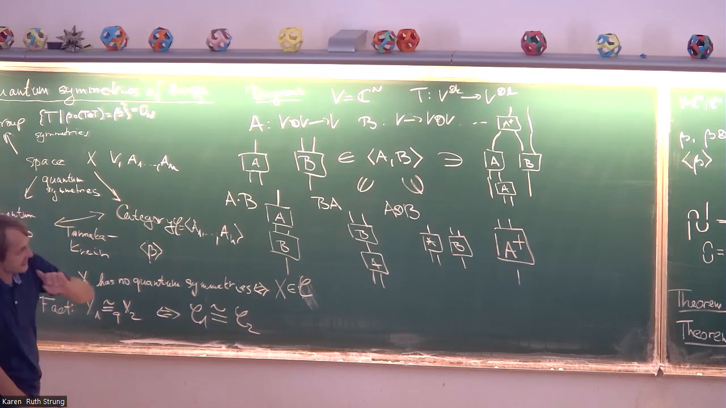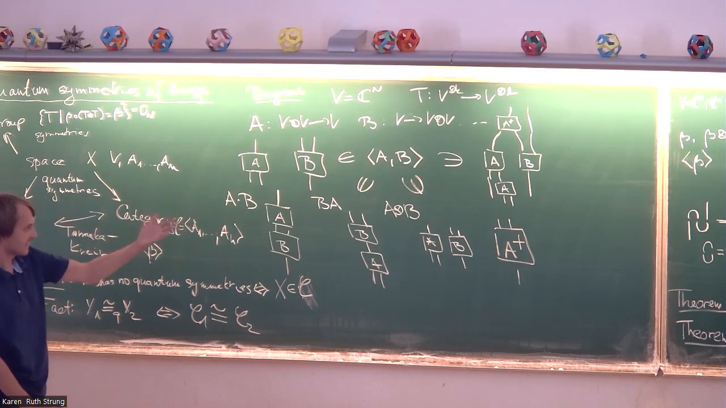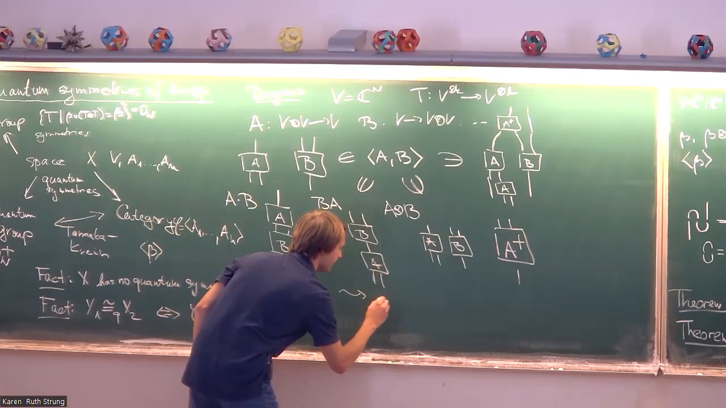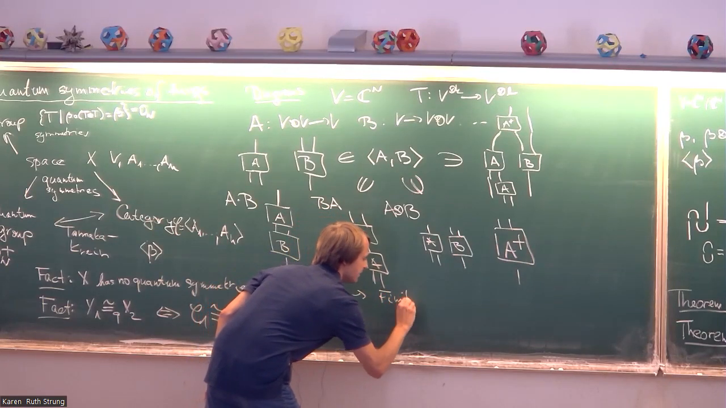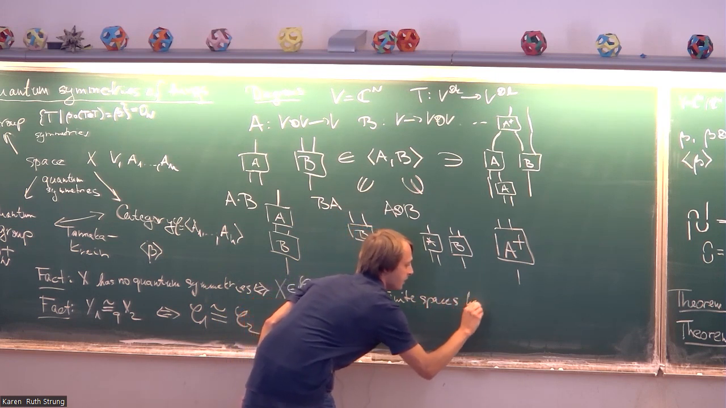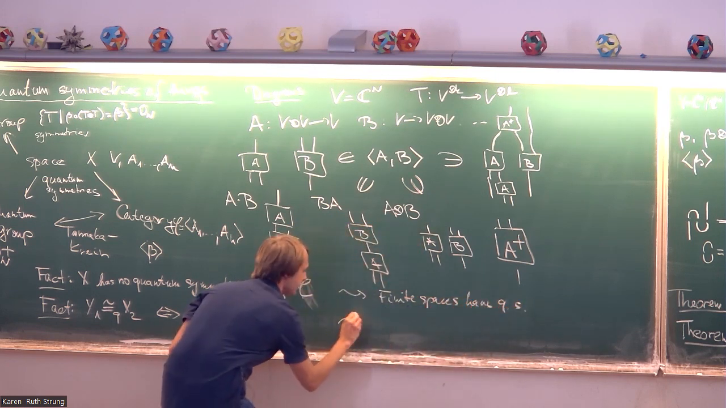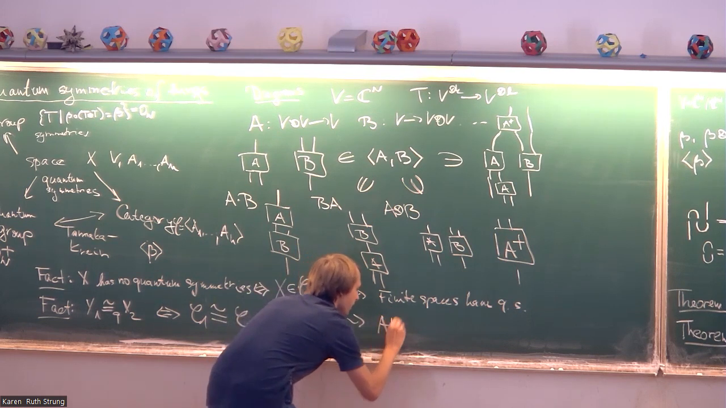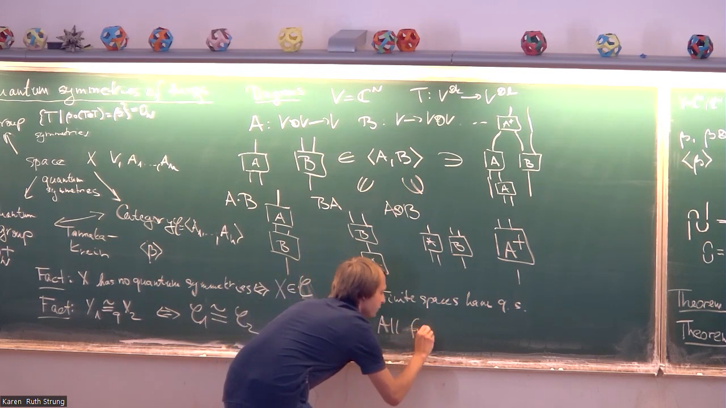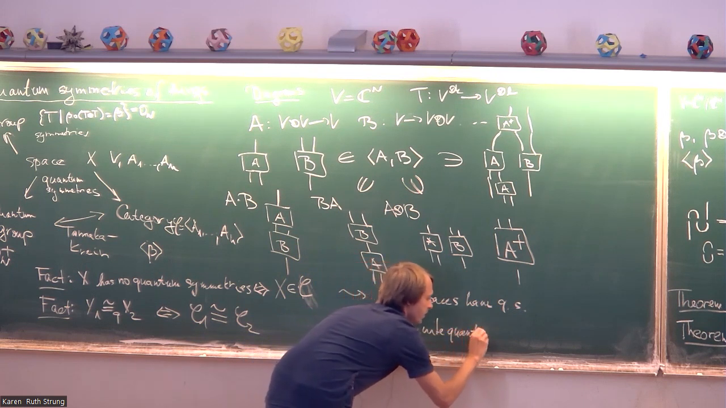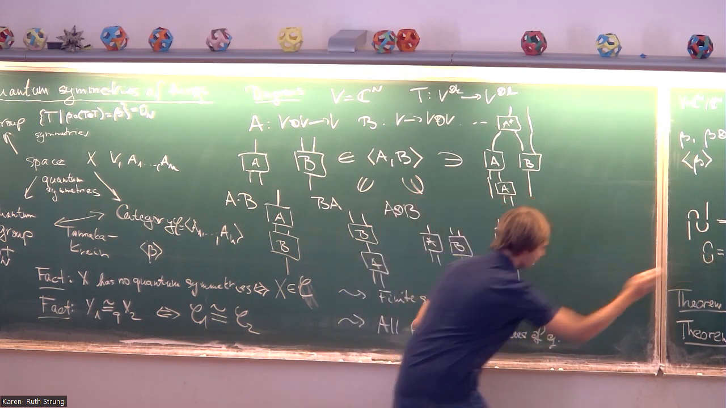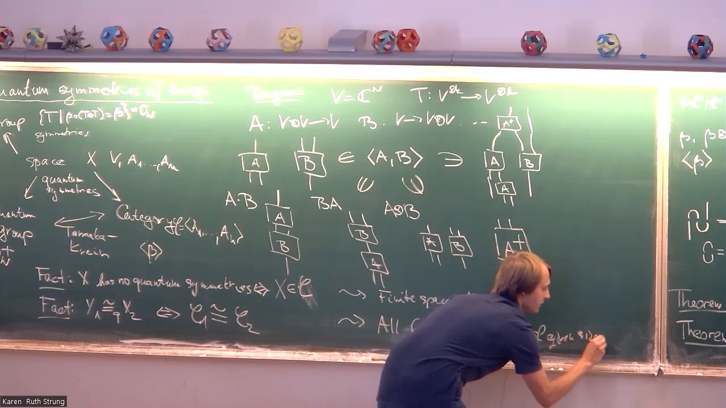Let's not get to the details, but what you can see is the result we obtained here. Out of the first fact, we had that finite spaces have quantum symmetries, and out of the second fact, we obtained that all those categories are the same, and therefore all finite quantum spaces of a given size, because you can spot the size by this relation, are quantum isomorphic.